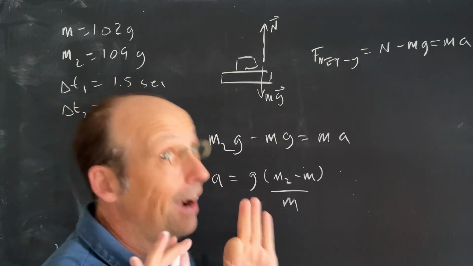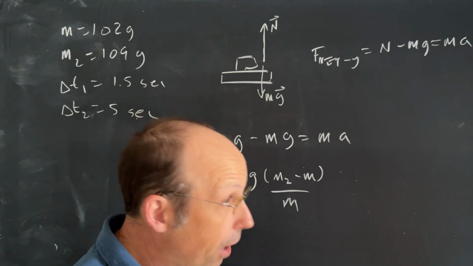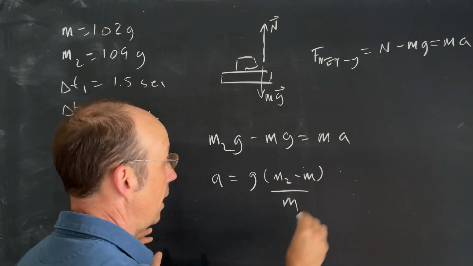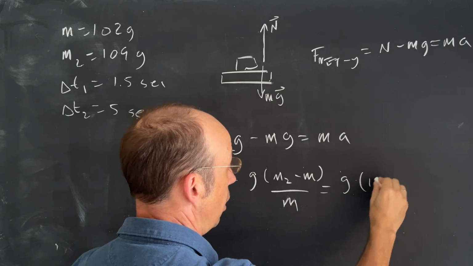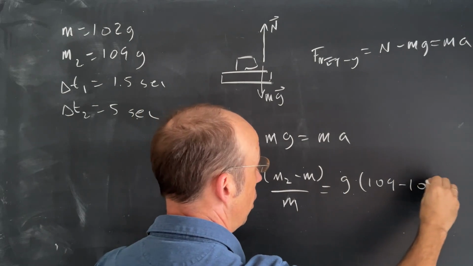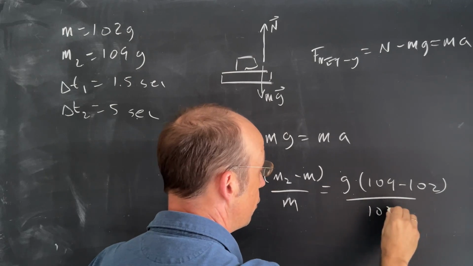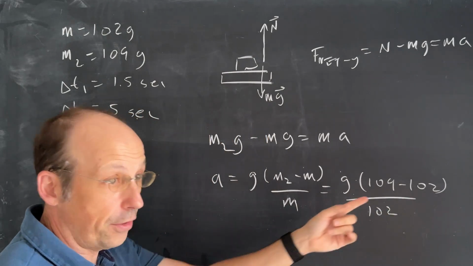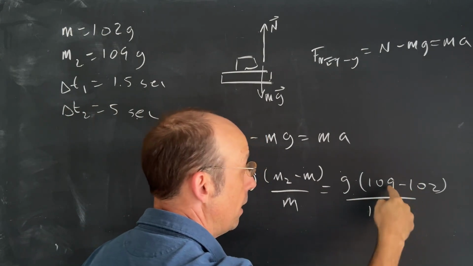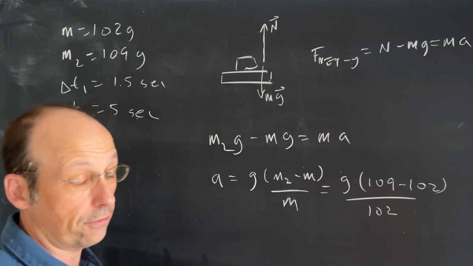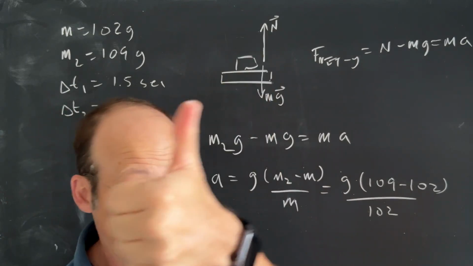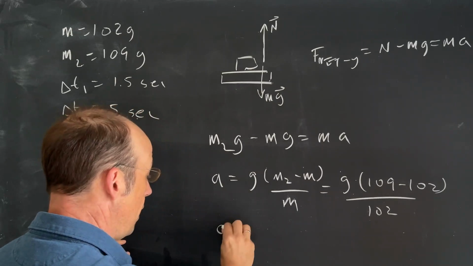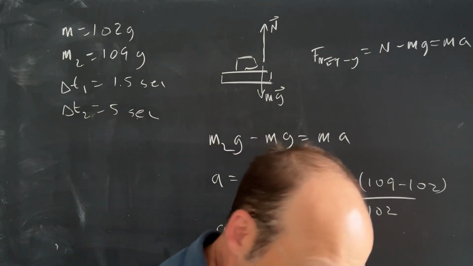Now, it's not constant, but I've approximated it as constant. So I can calculate this as g times 109 minus 102 over 102. And I don't even have to worry about converting those to units of kilograms because that's grams, and the grams cancel. So I just get units of g, which would be meters per second squared. That works. Okay, so if I do that, let's put that in my calculator right here.